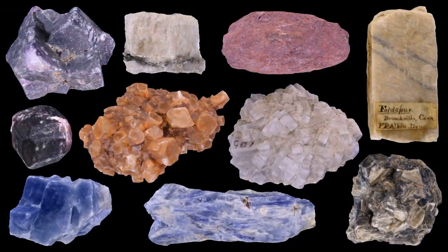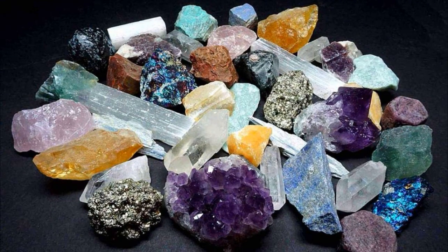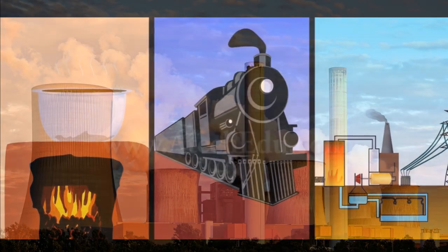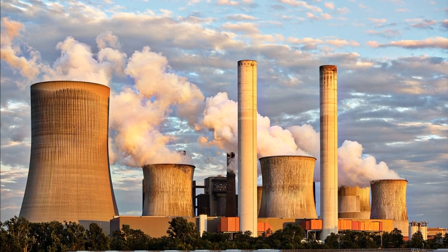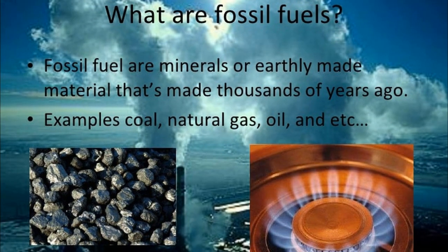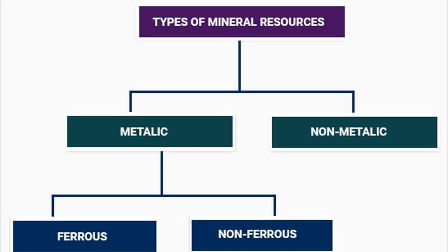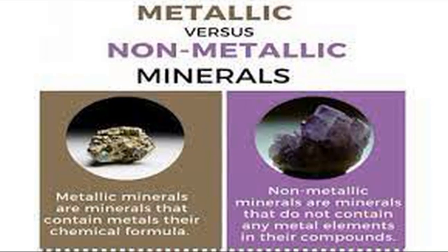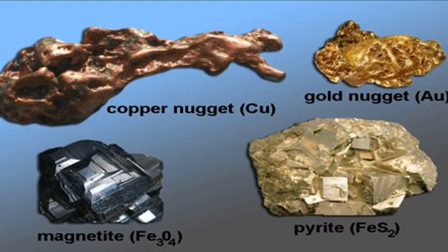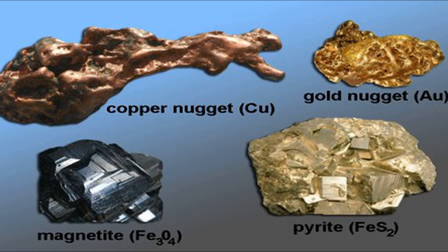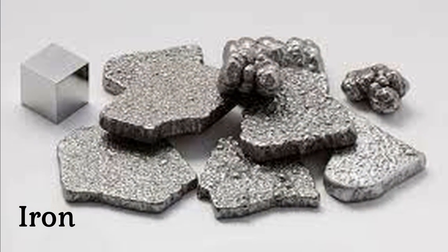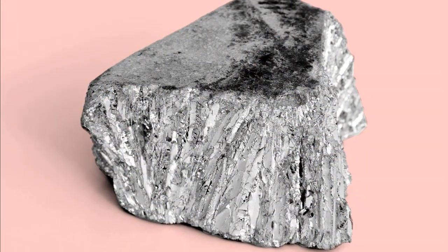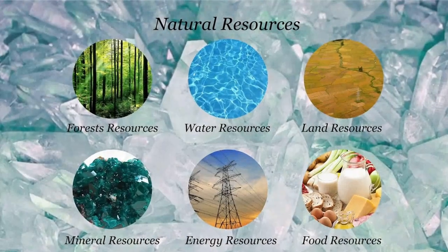Types of minerals. Minerals may be organic in origin, like coal and petroleum, or inorganic. Organic minerals are also called mineral fuels or fossil fuels. Inorganic minerals are classified into two groups, metallic and non-metallic. Metallic minerals are those from which metals such as iron, copper, aluminium, gold, and silver are derived. They are found as ores.